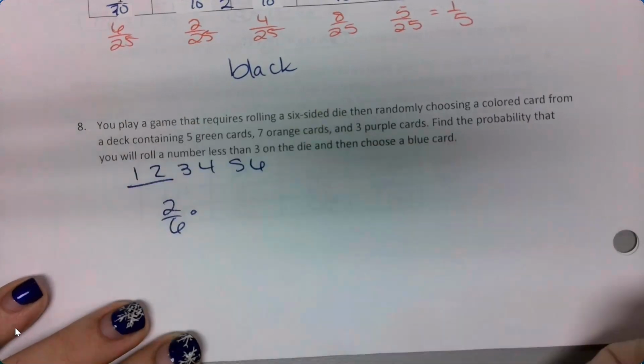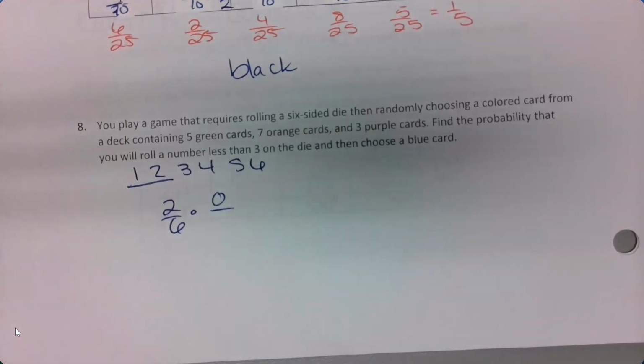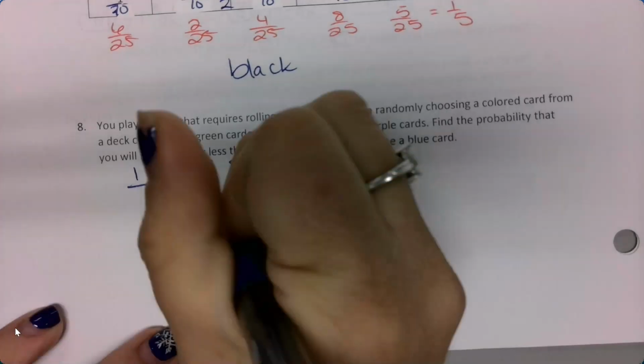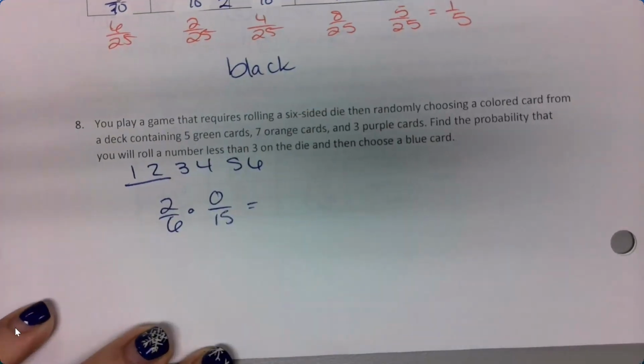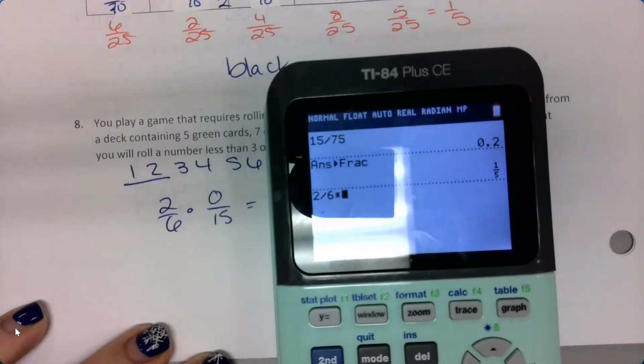And then I want a blue card. So there were no blue cards in the deck. Out of 5 plus 7 is 12, plus 3 is 15. And then I would just multiply my 2 fractions together. 2 out of 6 times 0 out of 15 is 0.